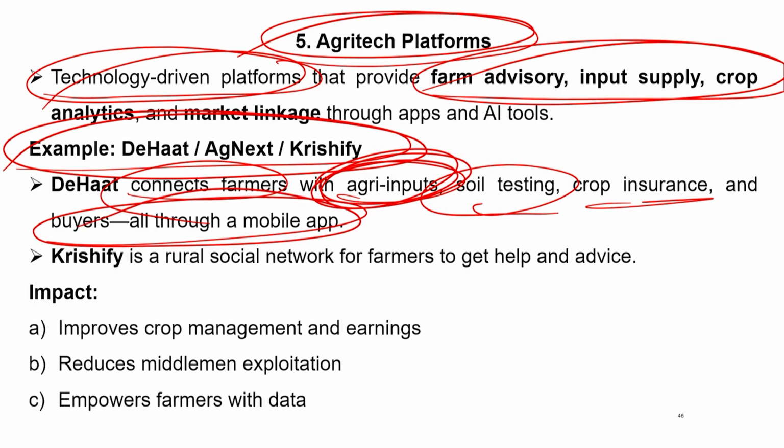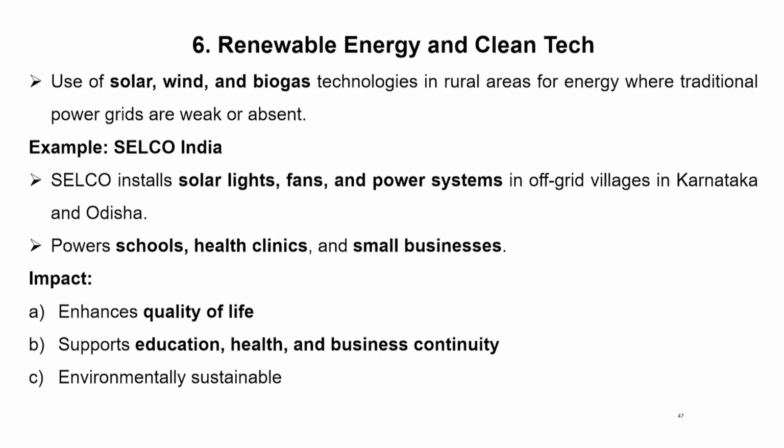So we can't leave this rural market out on the basis of technology. No. They are adopting it because they find this technology more suitable for their business performance: to improve crop management and earnings, reduce middleman exploitation, and empower farmers with data. The companies are giving trainings and demos so that they can sell their products and services.